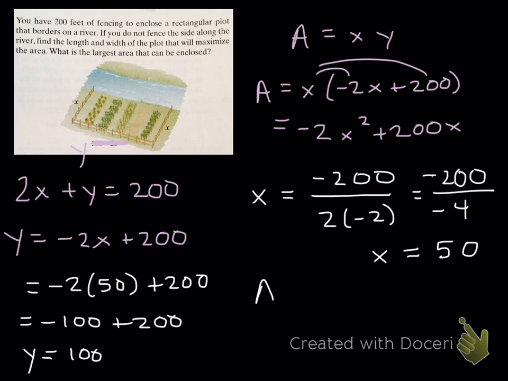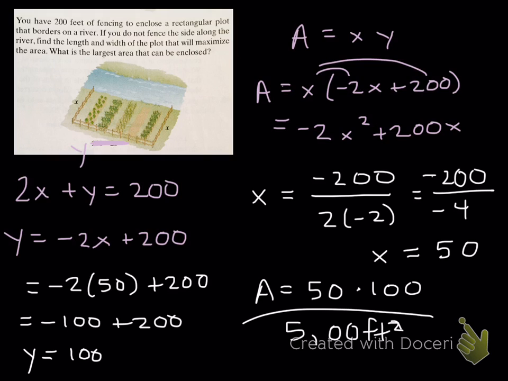And the last question wants to know what is the max area. So I would do the 50 times the 100. So we'll get 5,000 feet squared for our maximum area. So we're going to go through one more together, and then that's going to be our last example.